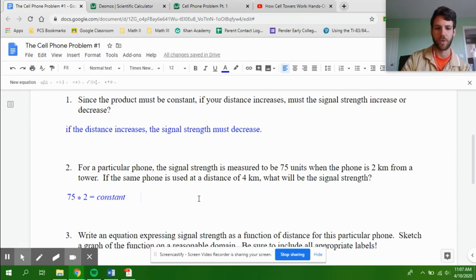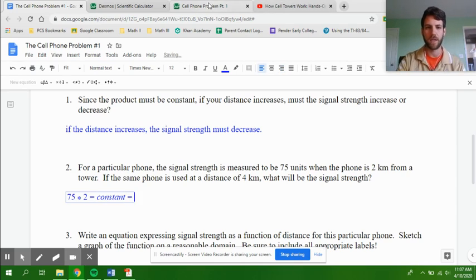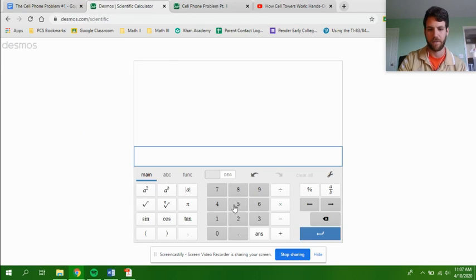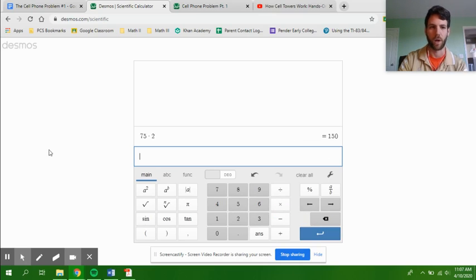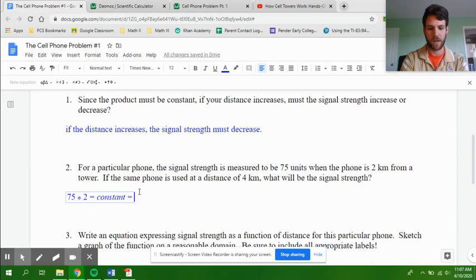So if that's true, we would just need to figure out what that is equal to. If we use our calculator, 75 multiplied by 2 equals 150. So our answer here is 150 for our constant. We are now on number 2. For a particular phone, the signal strength is measured to be 75 units when the phone is 2 kilometers from a tower. If the same phone is used at a distance of 4 kilometers, what will the signal strength be?